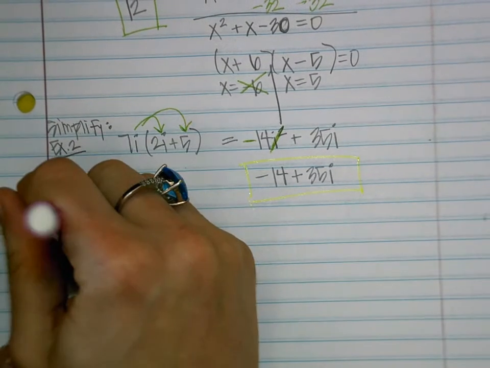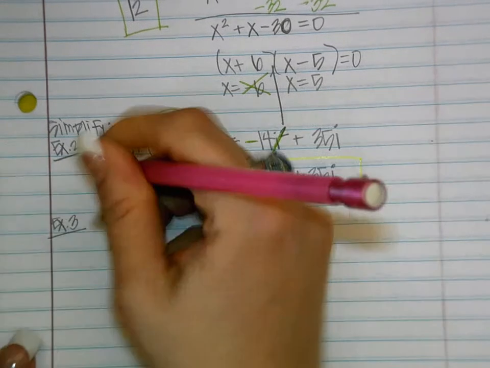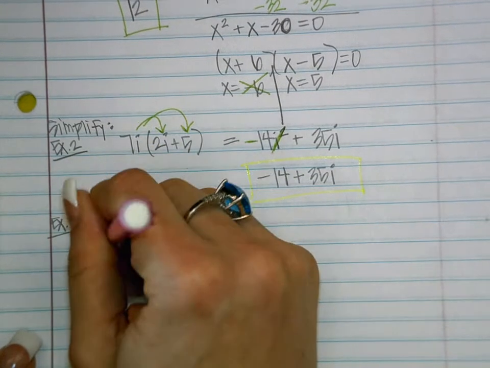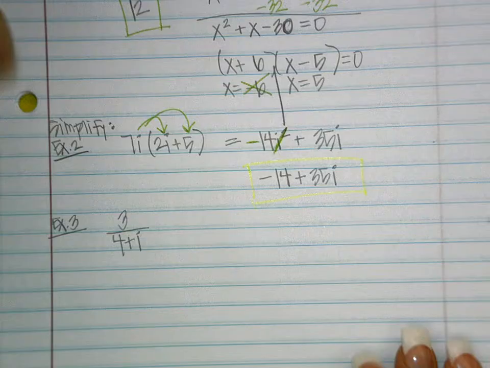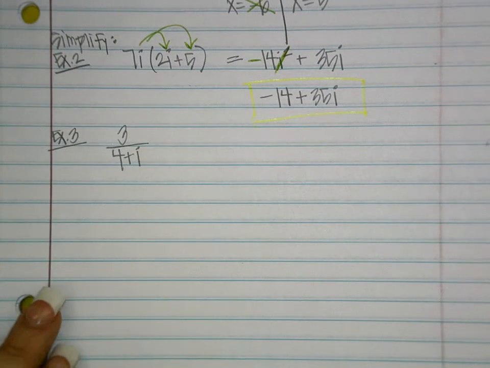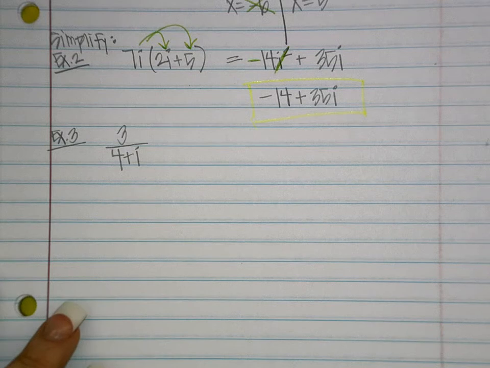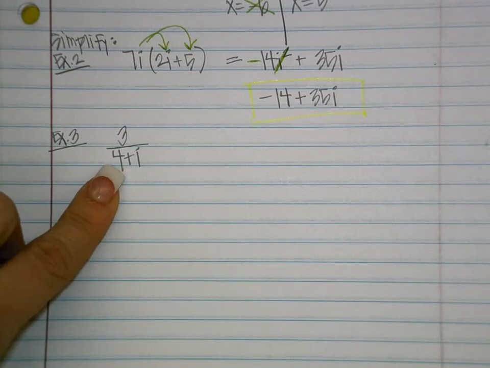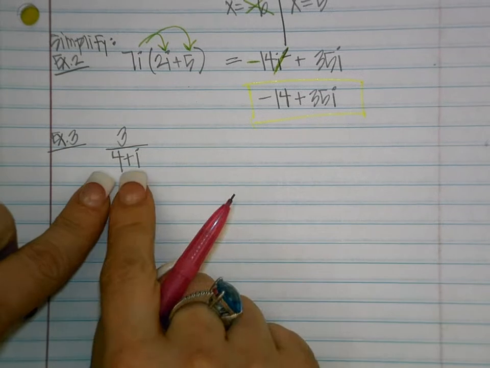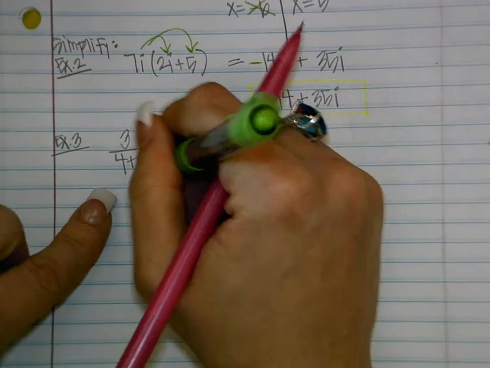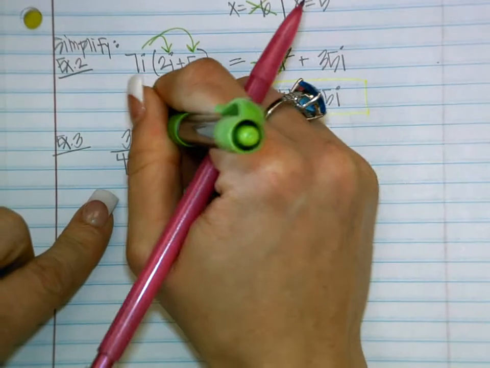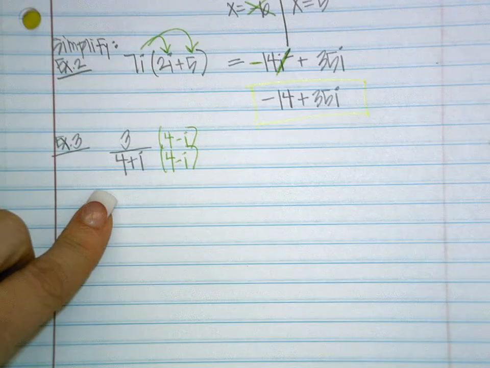Okay, try another one. Number 3. Simplify 3 over 4 plus i. 3 divided by 4 plus i. What is wrong with this as it's written? There's an i in the denominator. We can't have i's in the denominator, so how do you get rid of it? Multiplied by, what's it called? The conjugate. Okay, what's the conjugate of 4 plus i? 4 minus i. I'm going to multiply both the numerator and denominator by 4 minus i.